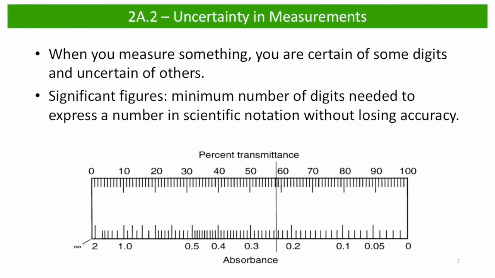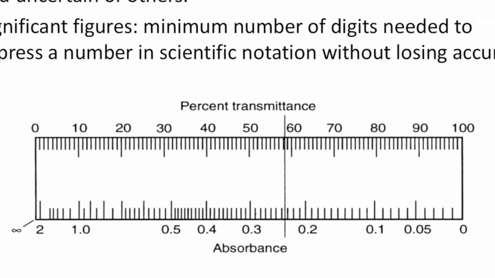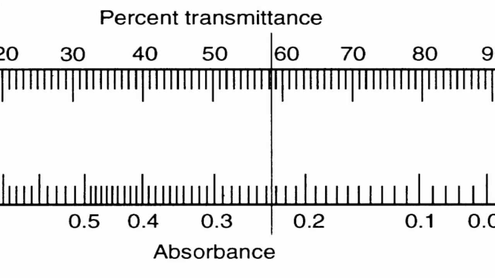Let's just zoom up on this ruler to get an idea of what I'm talking about. We'll look at the top scale, percent transmittance. The vertical line here shows you what the measurement is. So you know for sure that it's greater than 50. You also know for sure that it's greater than 58. But once you get into this little area between those two values, now you kind of have to guess. So you're not sure what it is. Is it 58.1, 58.2?